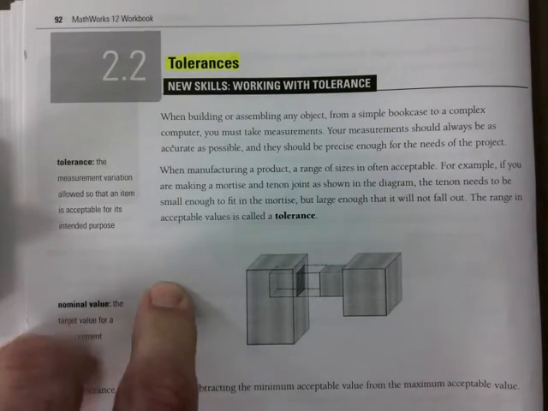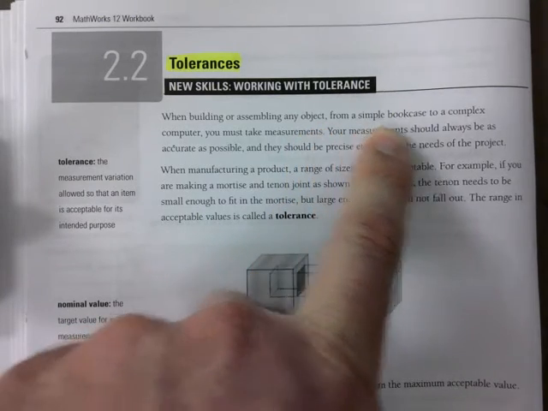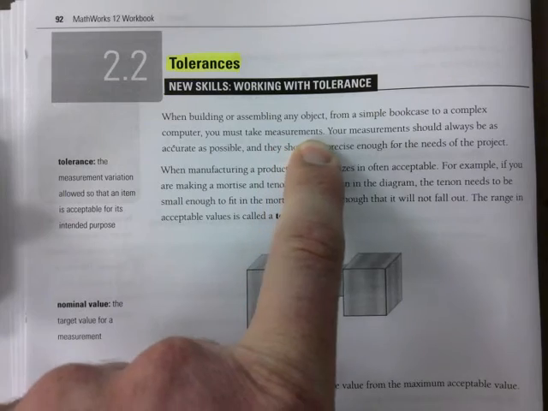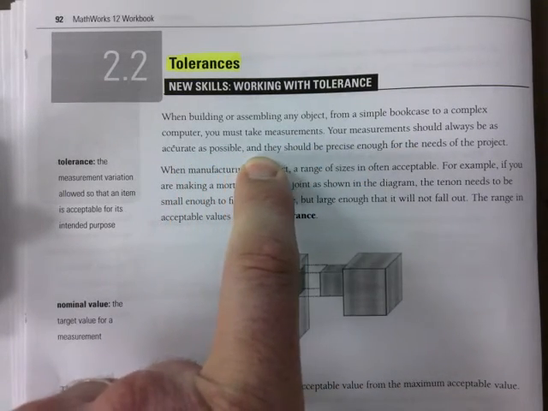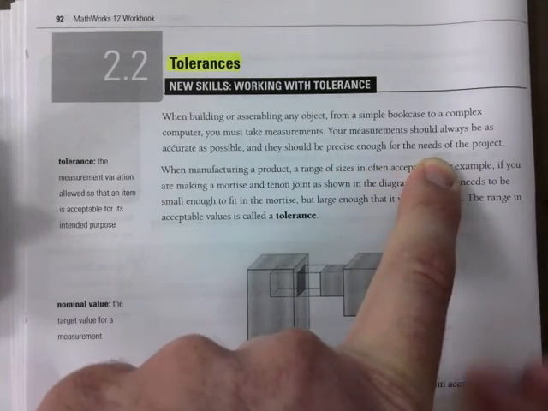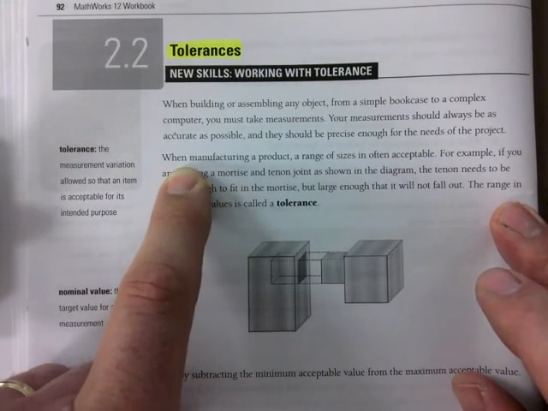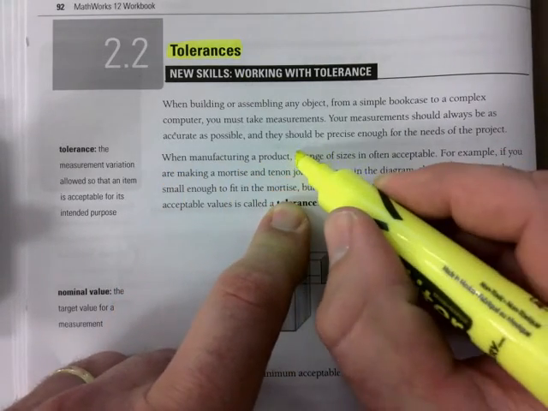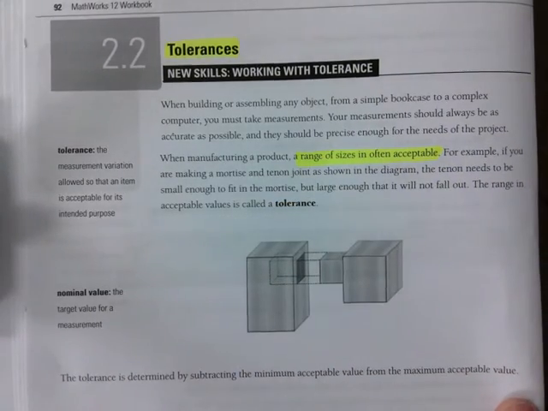Okay, when building or assembling any object, from a simple bookcase to a complex computer, you must take measurements. Your measurements should always be as accurate as possible, and they should be precise enough to meet the needs of the project. When manufacturing a product, watch this. A range of sizes are often acceptable. Highlight that part on 92.